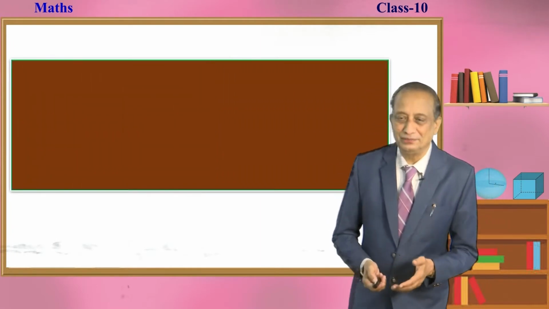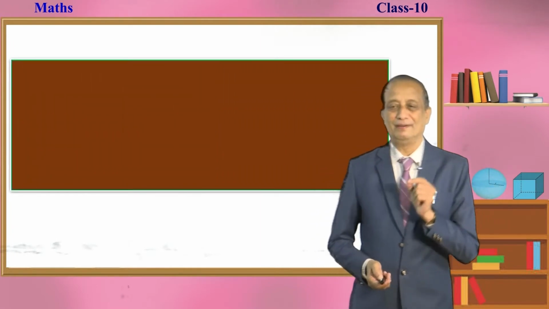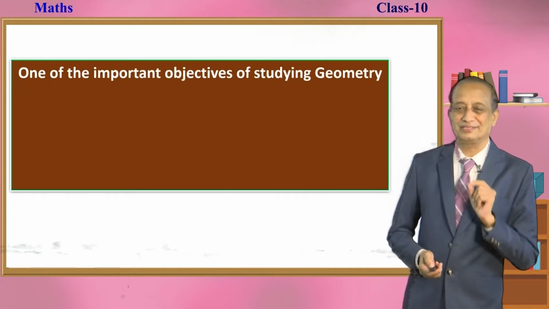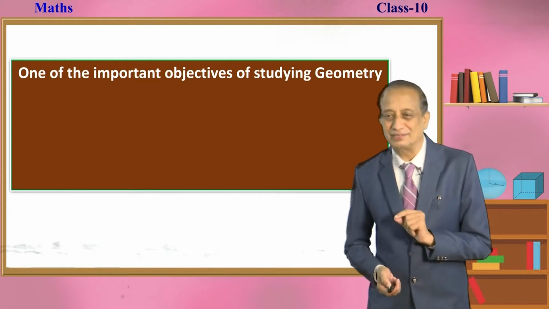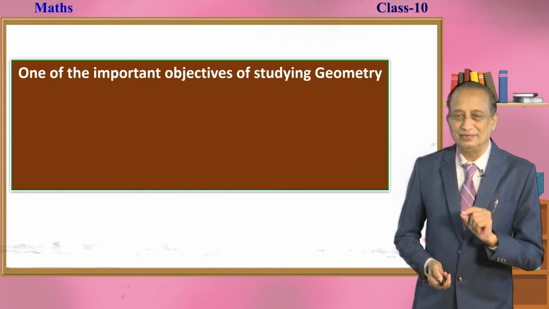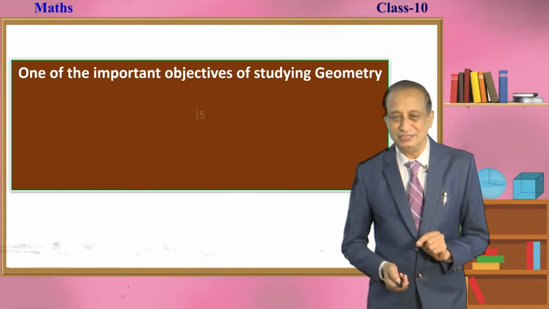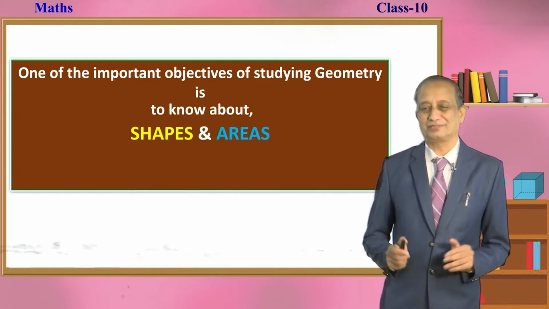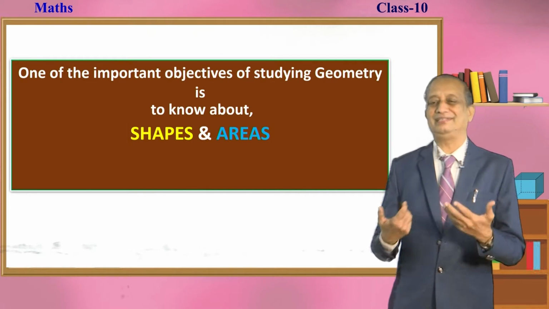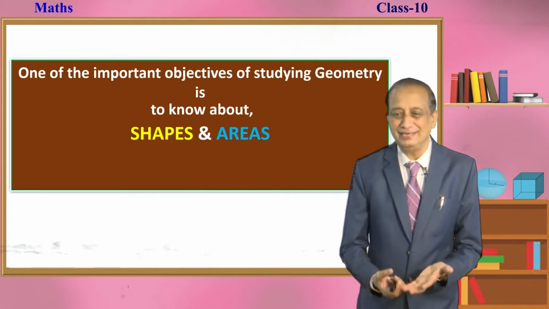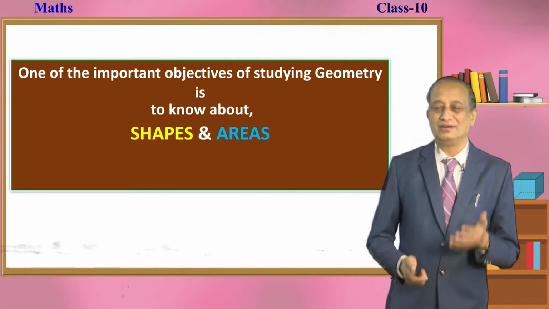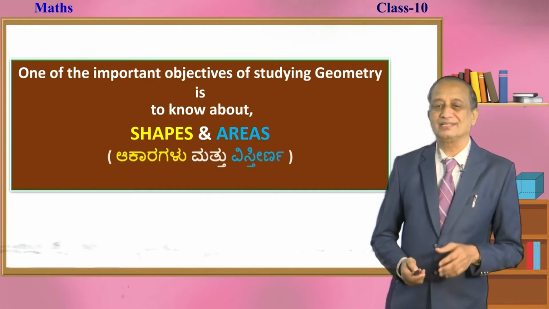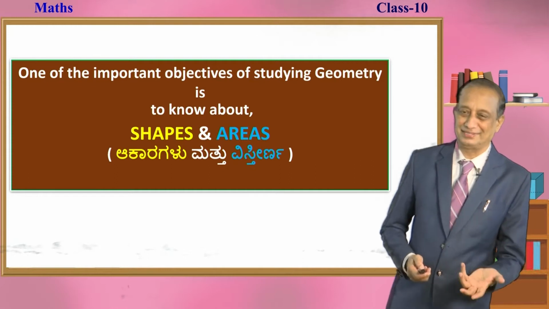Now, I wanted to tell you one important main objective of studying geometry. Have you ever thought of this children? The very important objective of studying geometry is this children, to know about the shapes, to know about the areas. This is the main objective of studying geometry children. In Kannada, we call this akaragalu mattu vistirnagalu.